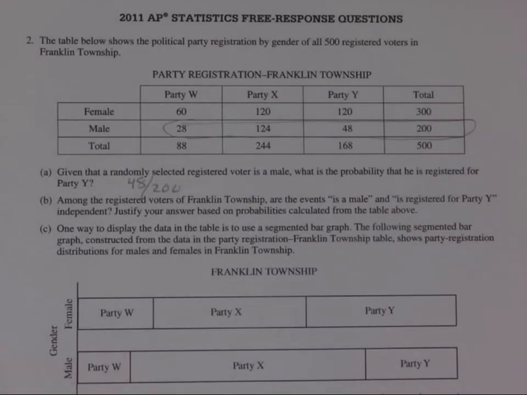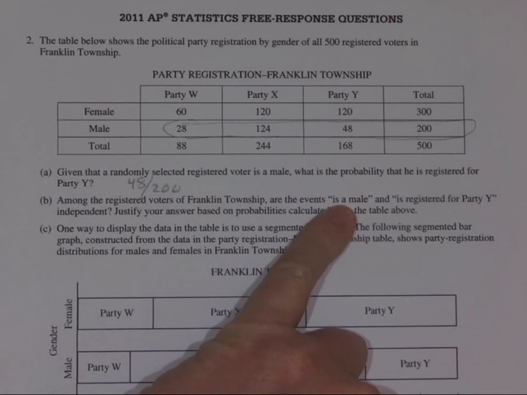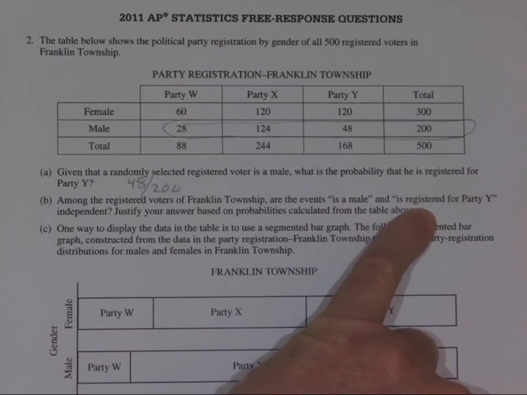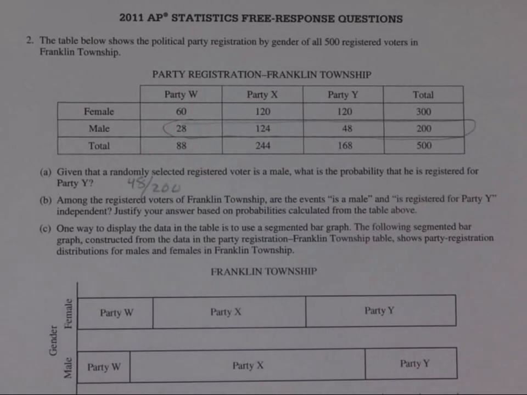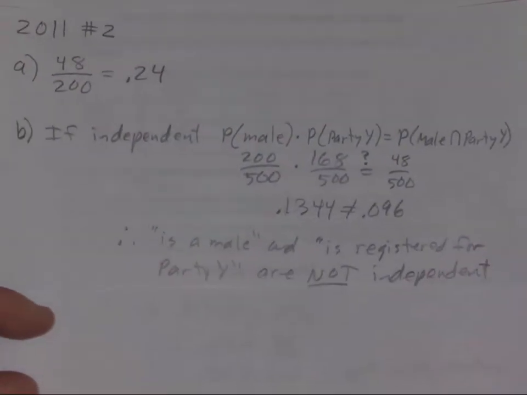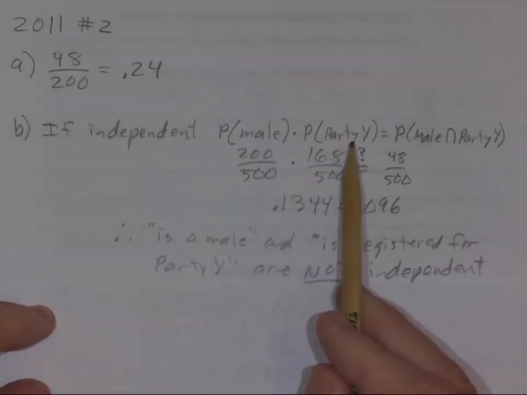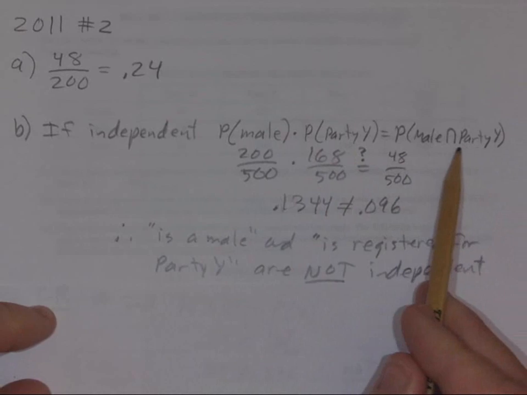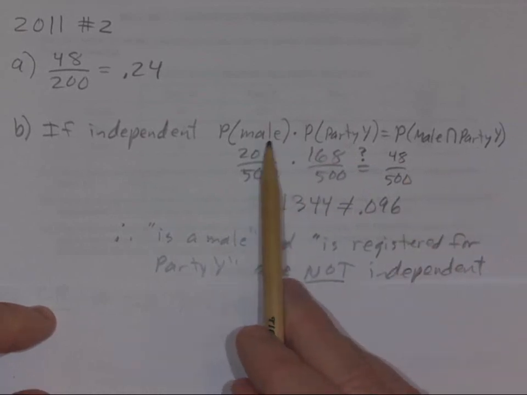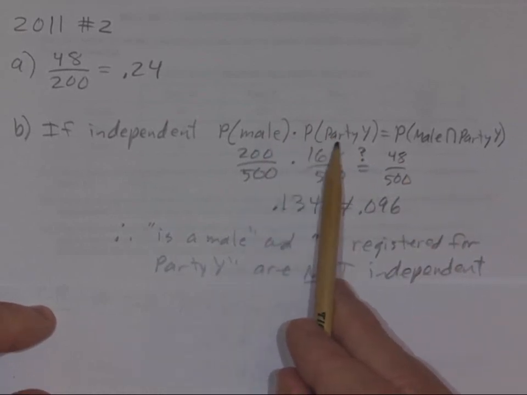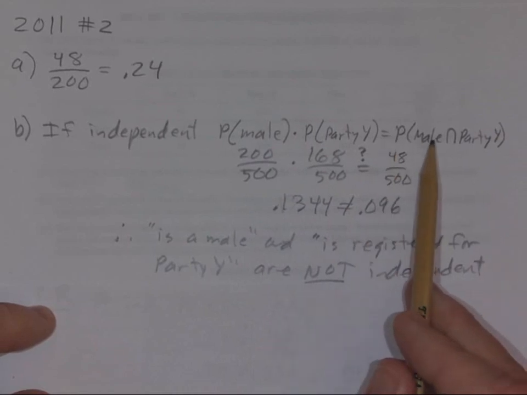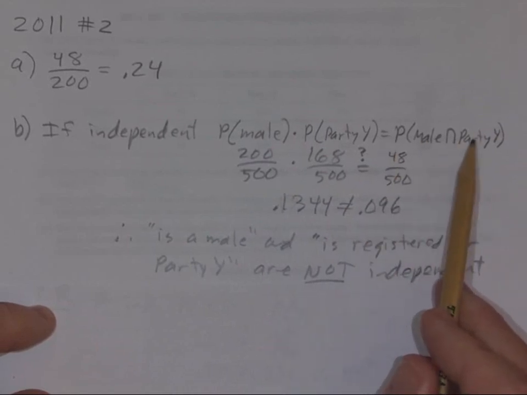So independence means in essence the occurrence of one is in no way associated with a change in the other one. So in other words, if I told you someone was a male, does that change the probability they're in party Y? Or vice versa, if I told you they're in party Y, does that change the probability of them being male? All right, so kind of the most used independence formula is this. If they're independent, the probability of one times the probability of the other event is equal to the probability of both. So if they're independent, the probability of being male times the probability of party Y would equal the probability of being a male and being in party Y.